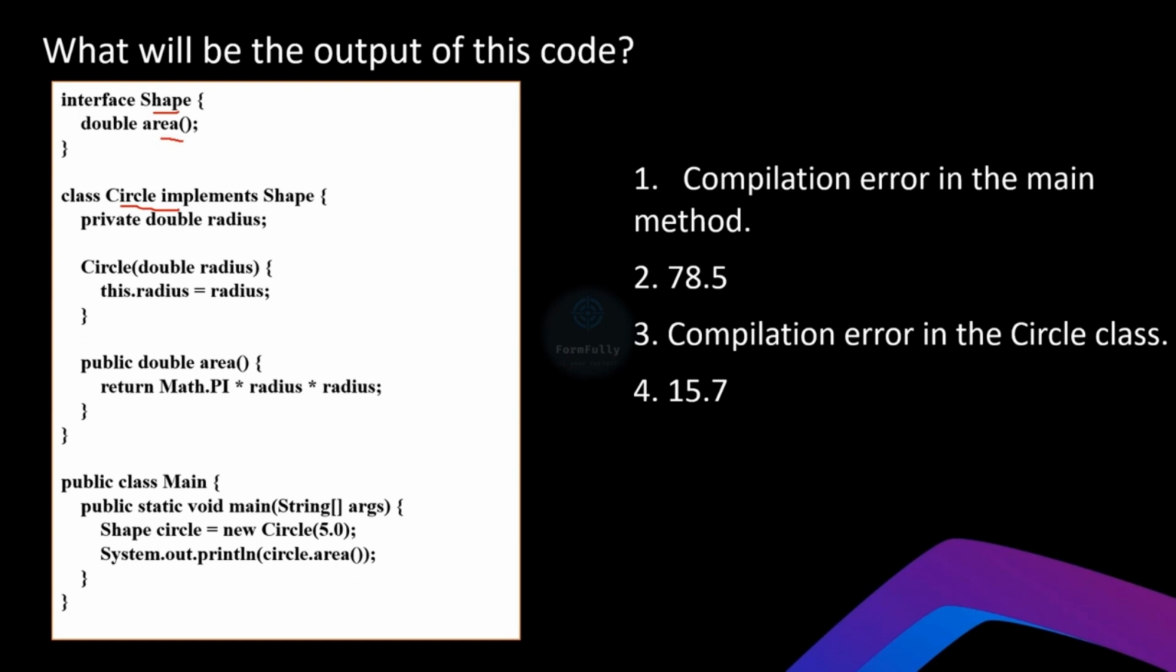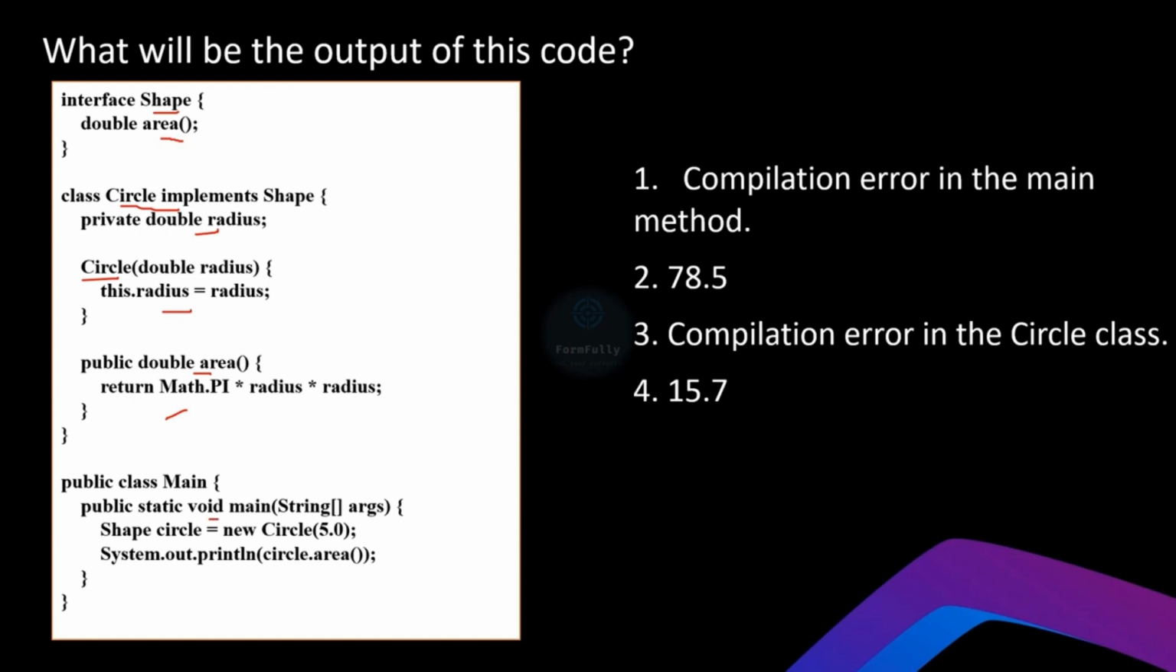Inside the Circle class, we provide fields. There is a private field radius, which represents the radius of the circle. Then the constructor of the Circle class takes a radius as a parameter and initializes the radius field with the provided value. The area method in the Circle class calculates the area of the circle using the formula pi r squared. In the Main class, we have the main method.